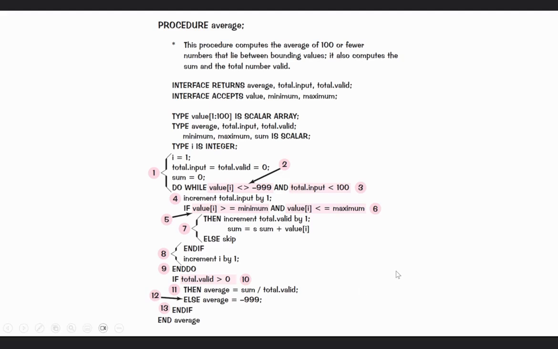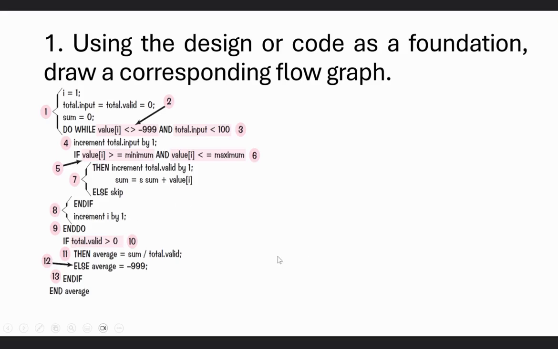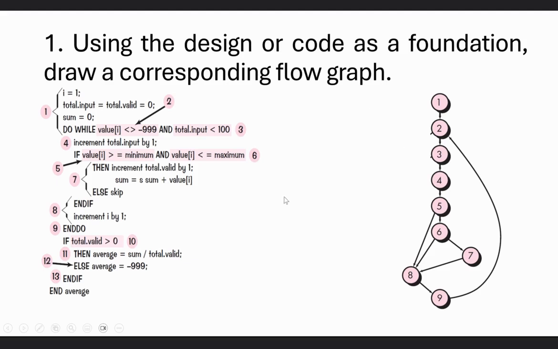So for these 13 nodes, we are going to construct a control flow graph. Using the code as a foundation, we are going to draw a corresponding flow graph. So this is a flow graph. This is how we have to construct the flow graph. From 1, it will execute 2, and then 3, and then it will execute 4, 5, 6, and if 5 and 6 are true, it will execute 7, and if 5 and 6 are false, it will directly execute 8. Hence, there is an edge connecting 8 here, and then after 7 and 8, it will execute 9. So 7, then 8, and then 9.